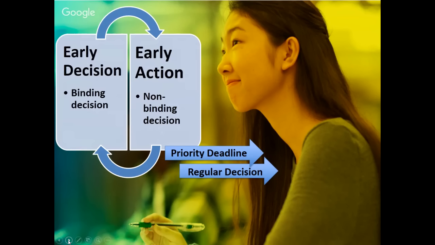There are also priority dates or deadlines. Some universities may say, if you apply by this date, we will give you priority consideration for scholarships and admissions. Regular decision is everybody else. And if you're applying regular decision and you're applying later, you'll be much less competitive, especially for scholarships, because it shows that you may be less interested as a student in that university than students who applied early.